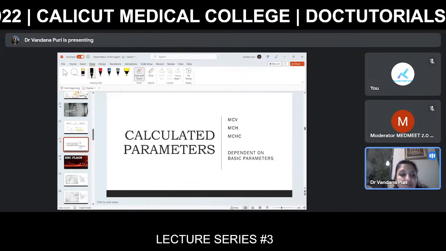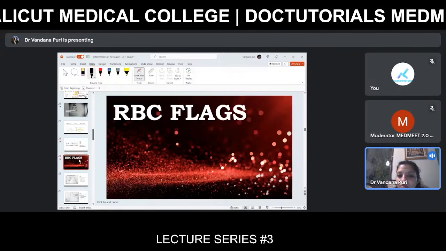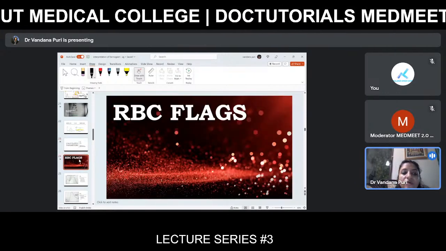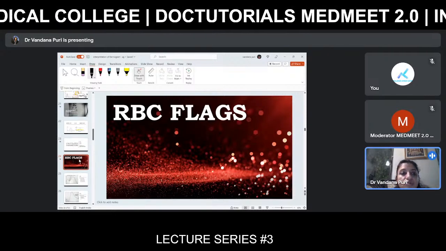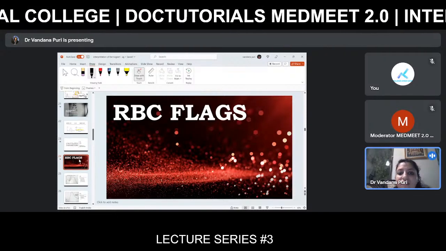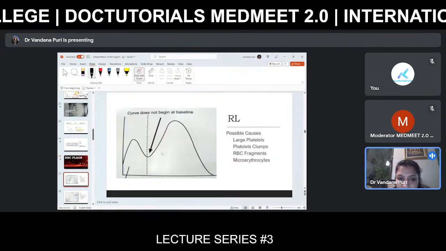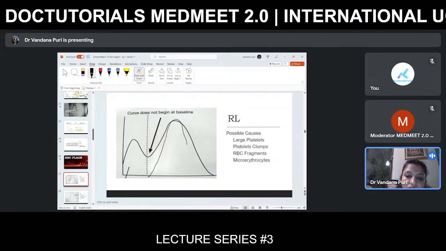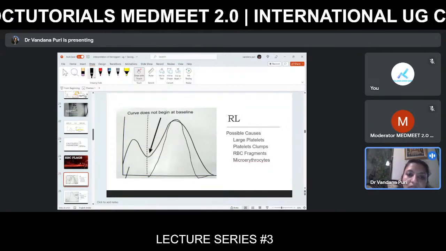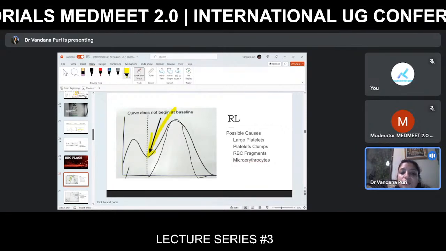Now, let's go to the next flag, guys. What flag is this? This is your RBC flags. So now, once you've seen the normal histogram, you should know what all flaggings can come. Okay, now suppose look at this curve. Normally you studied that curve should be like this. It should start from the baseline, but look at this. You can see here it is not starting from the baseline. So what can be the cause?